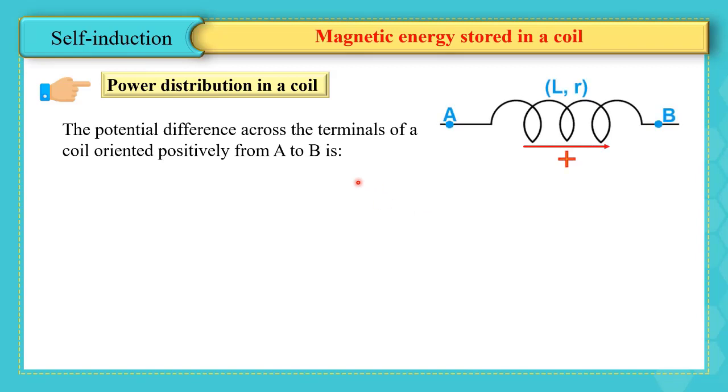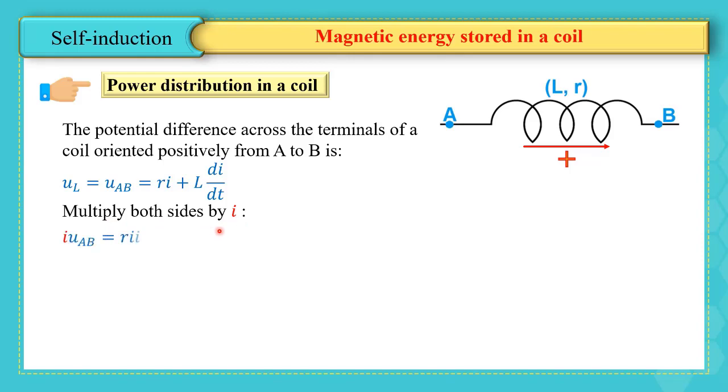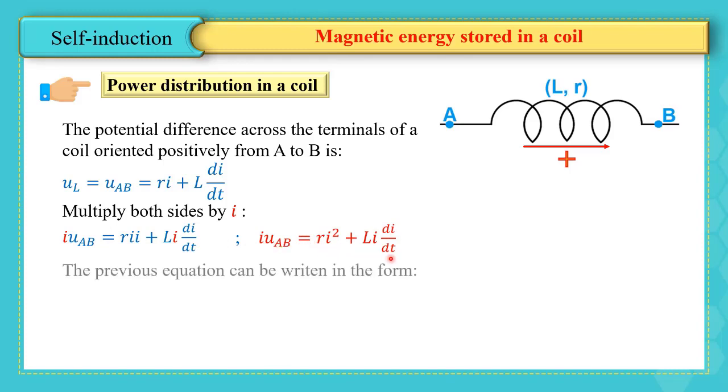Now, in order to explain the magnetic energy stored in the coil, let's first talk about the power distribution in a coil. The potential difference across a coil oriented positively from A to B is U_AB = Ri + L di/dt. Now multiply both sides by i, we obtain i·U_AB = Ri² + Li di/dt.